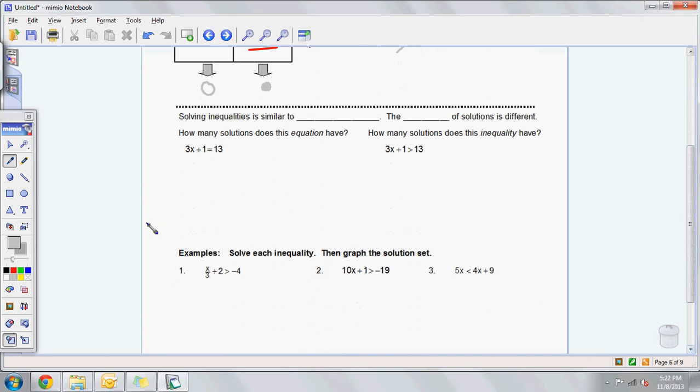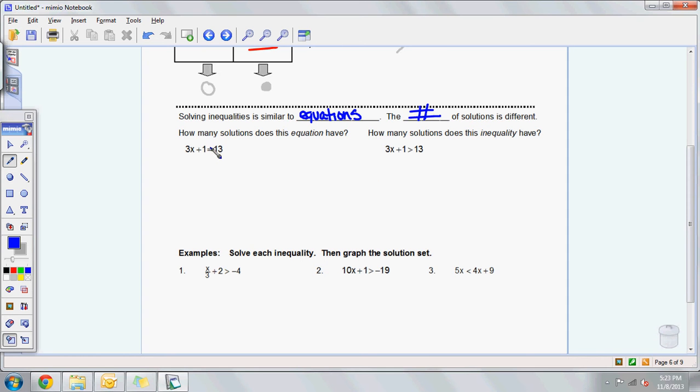So solving inequalities is a lot like solving equations, which you guys are familiar with. The number of solutions is different. So remember what we talked about before. Equations have one answer and that's it. Inequalities have tons of answers. So that's the only difference.